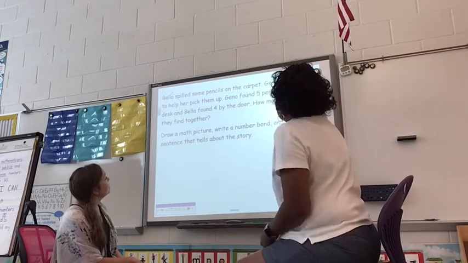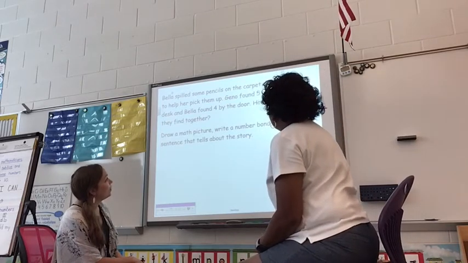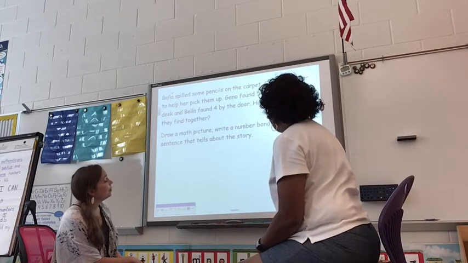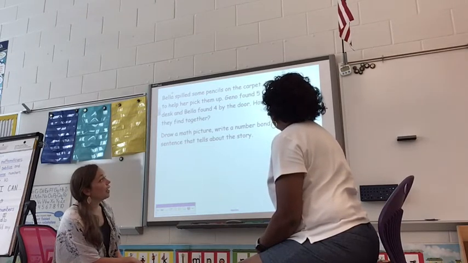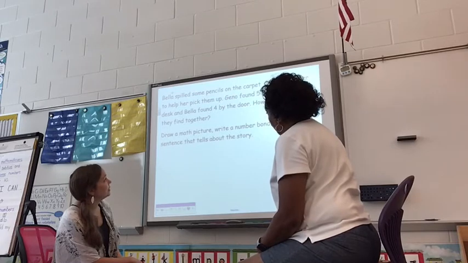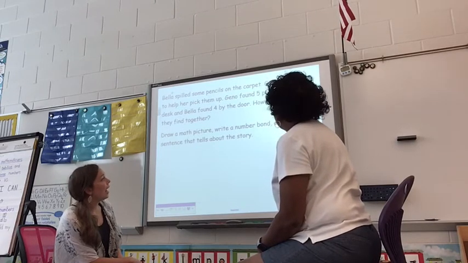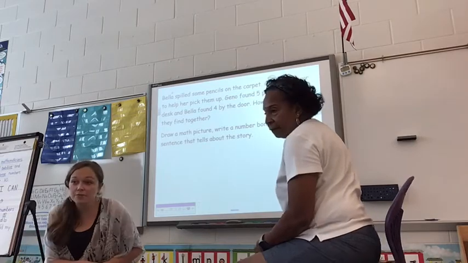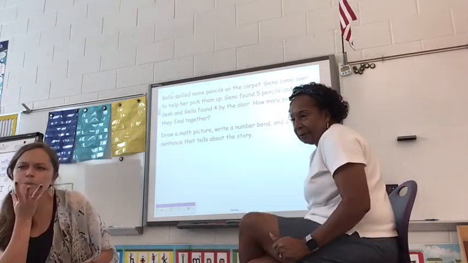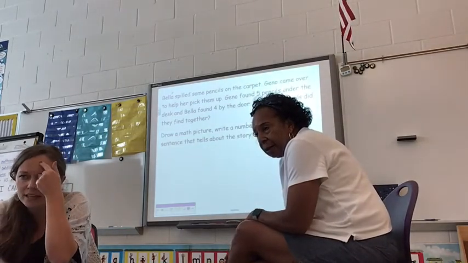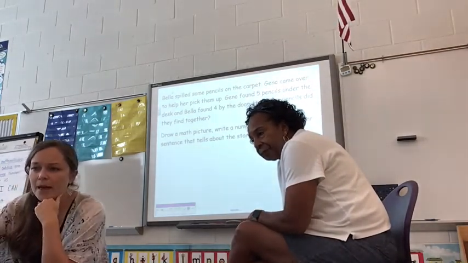Bella spilled some pencils on the carpet. Gino came over to help her pick them up. Gino found 5 pencils under the desk, and Bella found 4 by the door. How many pencils did they find together?